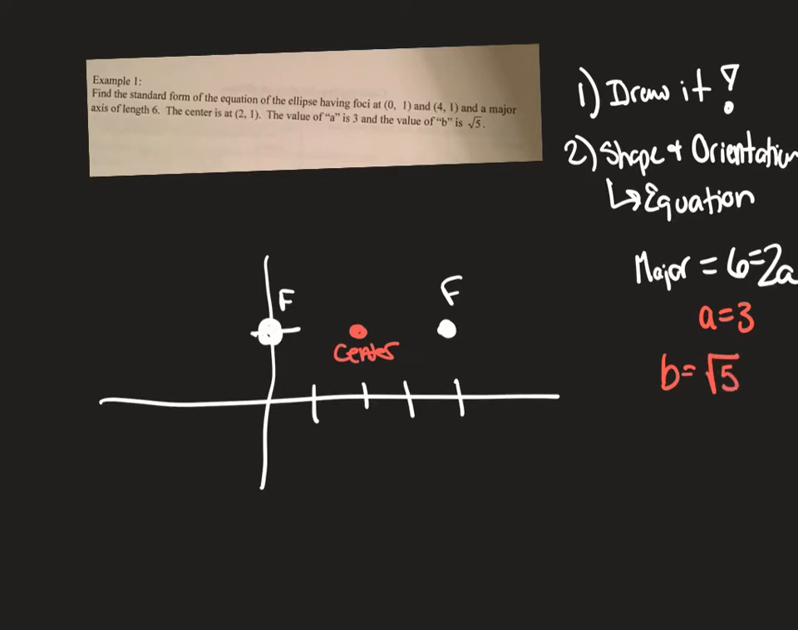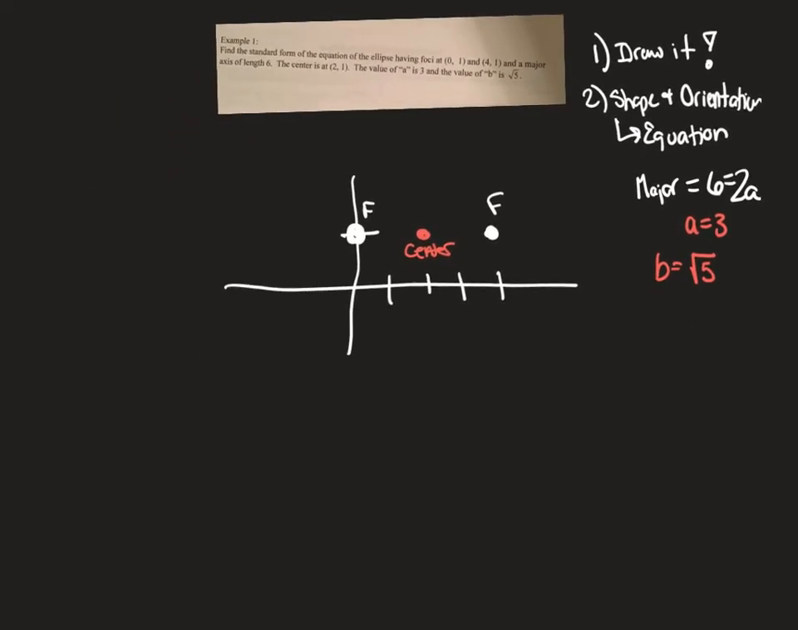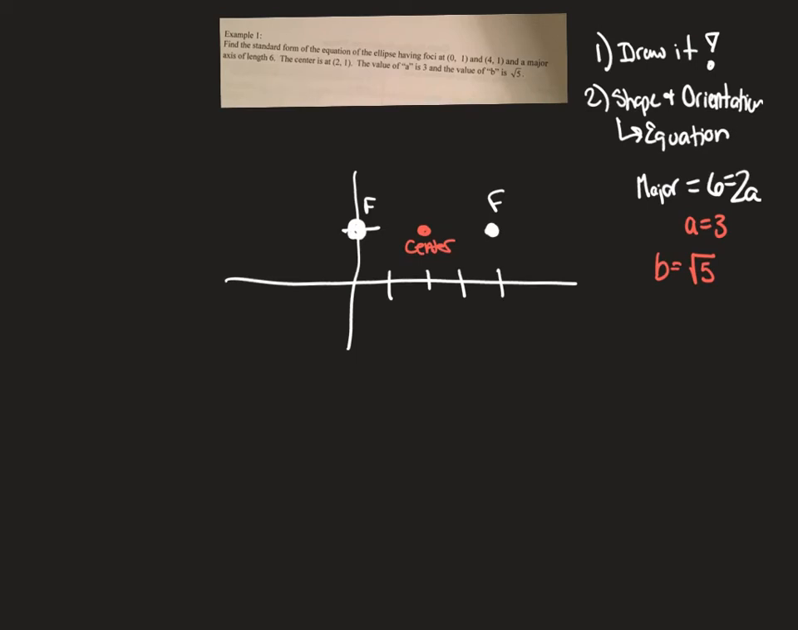So it wants me to write the equation in standard form. To write an equation, we have to know a couple things. Before we can do that, we need to determine the shape and the orientation. Well, this definitely tells me that, 1, I'm an ellipse.